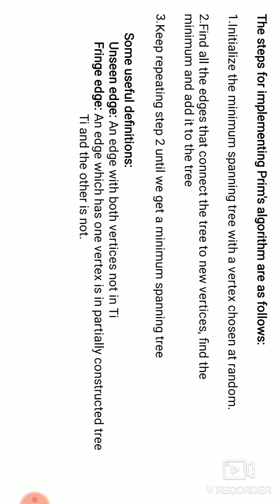Steps to implement Prim's algorithm: you initialize a minimum spanning tree with a vertex chosen at random. That is, to find the Prim's minimum spanning tree, we choose one vertex randomly, any vertex from the input graph, as an initial vertex. Then find all the edges that connect the tree to new vertices. Find the minimum and then add it to the tree.